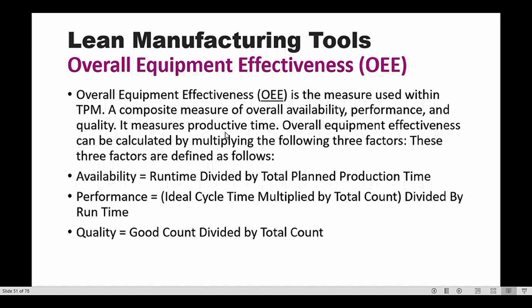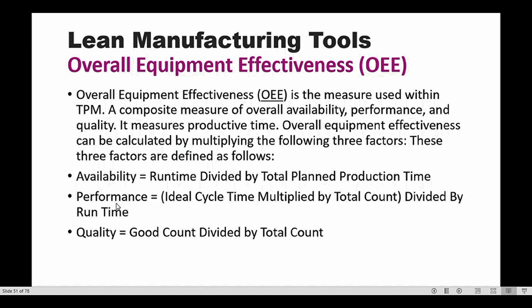It measures productivity and time. Overall equipment effectiveness can be calculated by multiplying the following three factors. These three factors are defined as follows. Availability. Availability means runtime divided by total time or total planned production time. If runtime is 480 minutes and total time per shift is 480 minutes, it means availability is 100%.